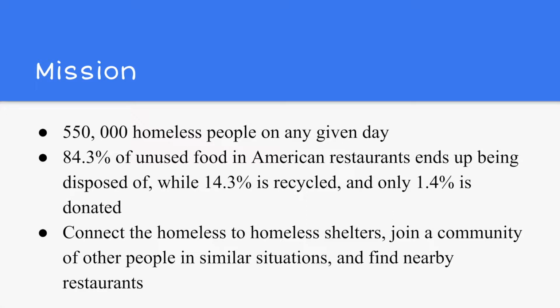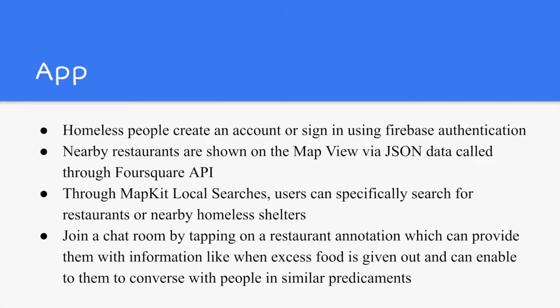And I'm achieving this with this application by joining a community of other people in similar situations and finding nearby restaurants. The app allows homeless people to create an account or sign in using Firebase authentication. Then, using Foursquare's API, I'm able to retrieve and utilize JSON data to determine all nearby restaurants. And by parsing through the entire JSON data file, I was able to annotate all that data.